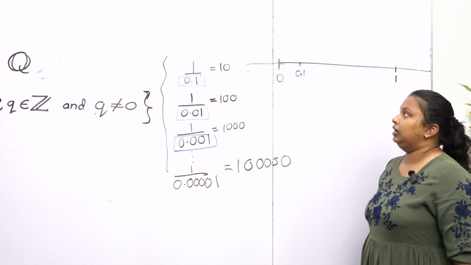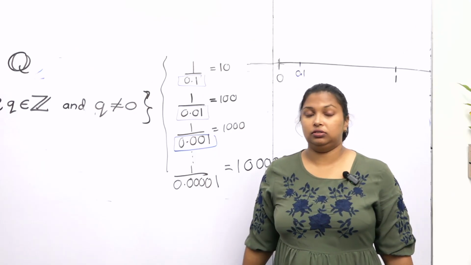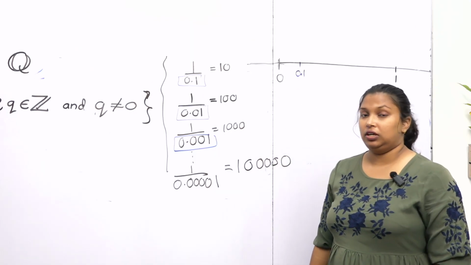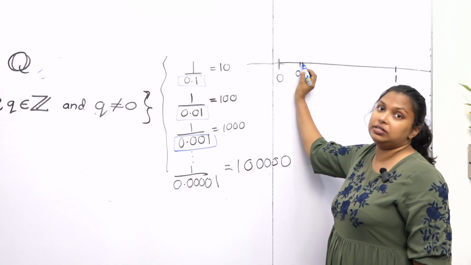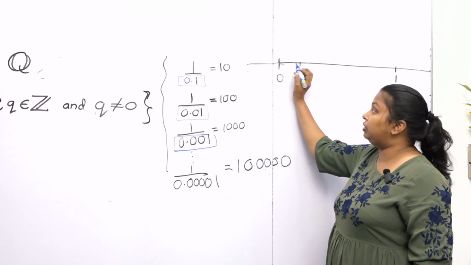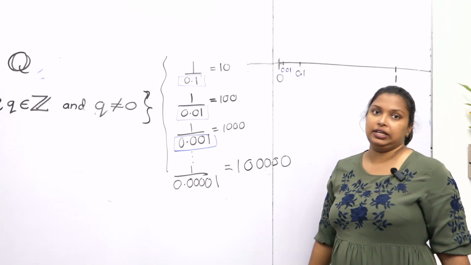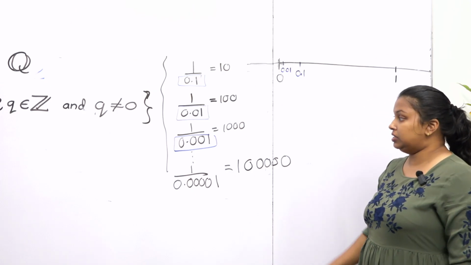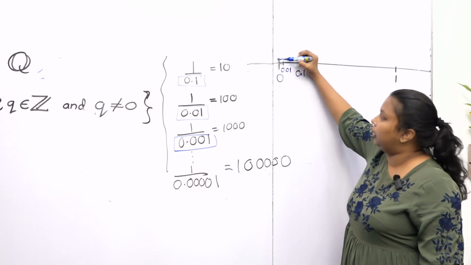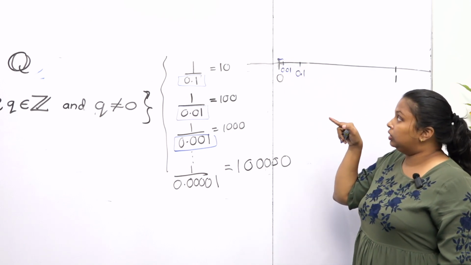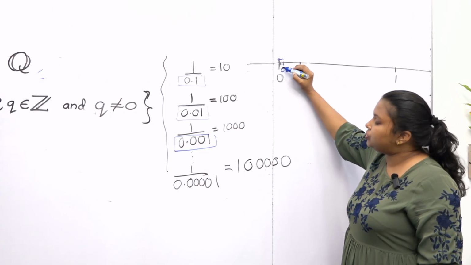Clear? Then how to get 0.01? This part I'm going to divide into another 10 parts and take the first part of that. That is what we call 0.01. Is it clear? Right. Then what is 0.001? This small part, we have to divide into another 10 parts and take one part. Then we can find here 0.001.